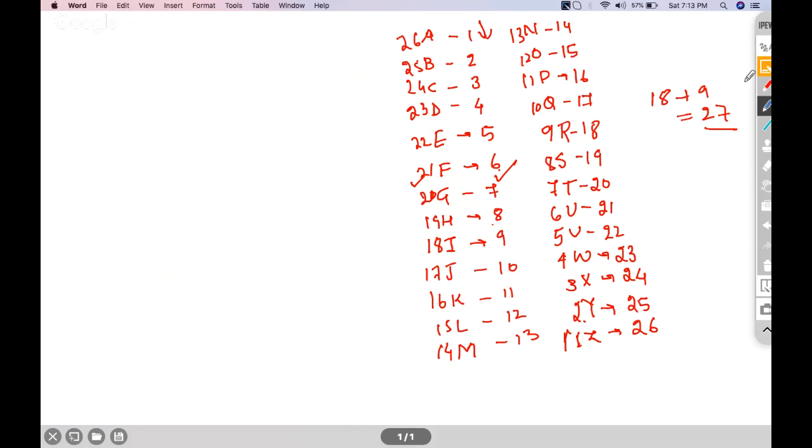Next question is, if CALCUTTA is coded as, then FSQFCE would be coded as what?